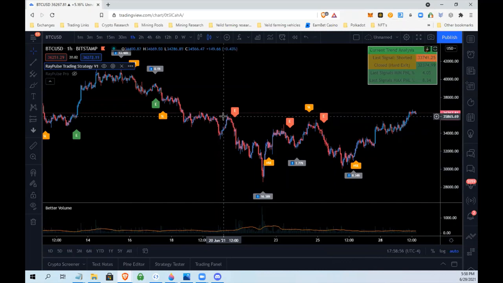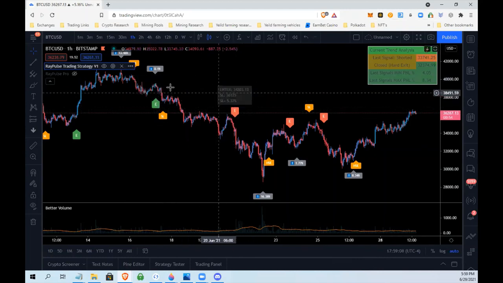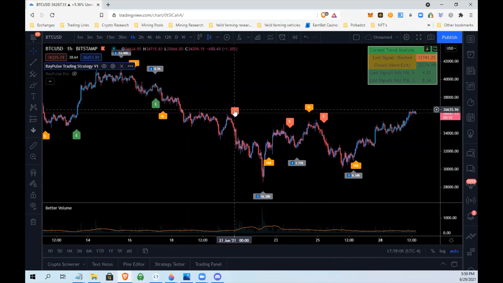about the terminology. So these E's, which stand for entry, either green or red. Green would be a long entry and red would be a short entry. And as you can see by hovering over the signal, it'll give me the entry price, which in this case was 34,203.13 for a short, with a stop loss location of 36,125, and that stop loss percentage would be 5.32%.